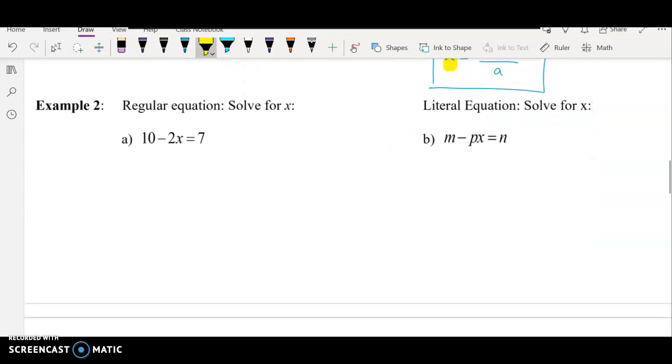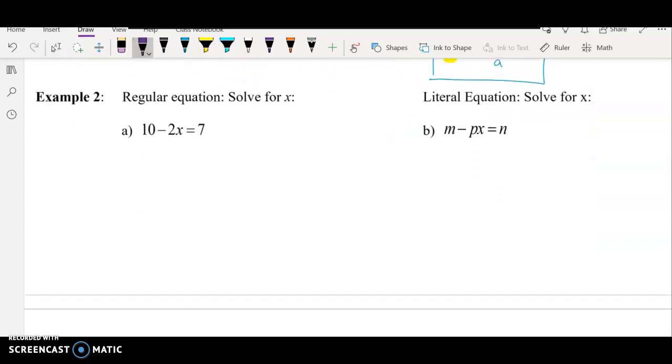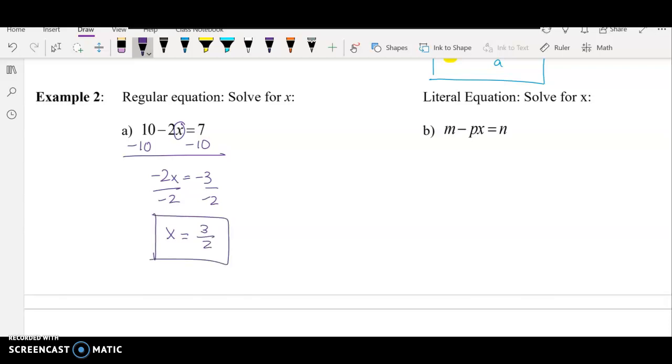So let's try another one. First we're going to try it with the regular equation, and then we're going to try the literal equation. For this first one here, we want to get x by itself. So we're going to subtract 10 from both sides, and then we would divide by -2. We would get x equals 3/2 because a negative divided by a negative is a positive. It's the same idea for the next one. We want to get x by itself. It says solve for x.